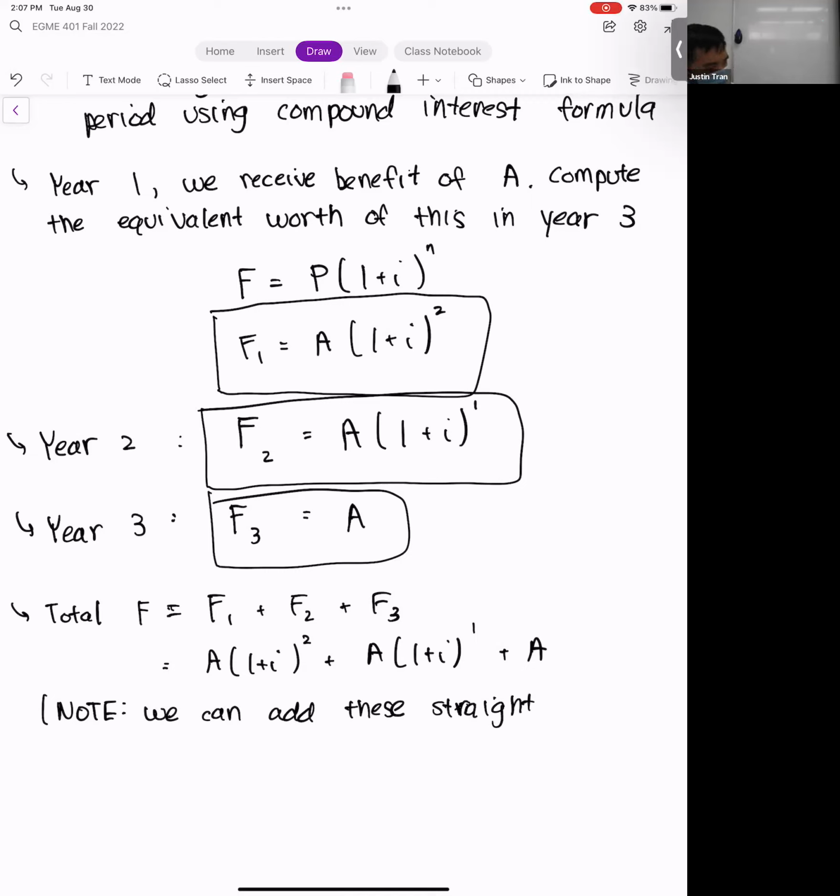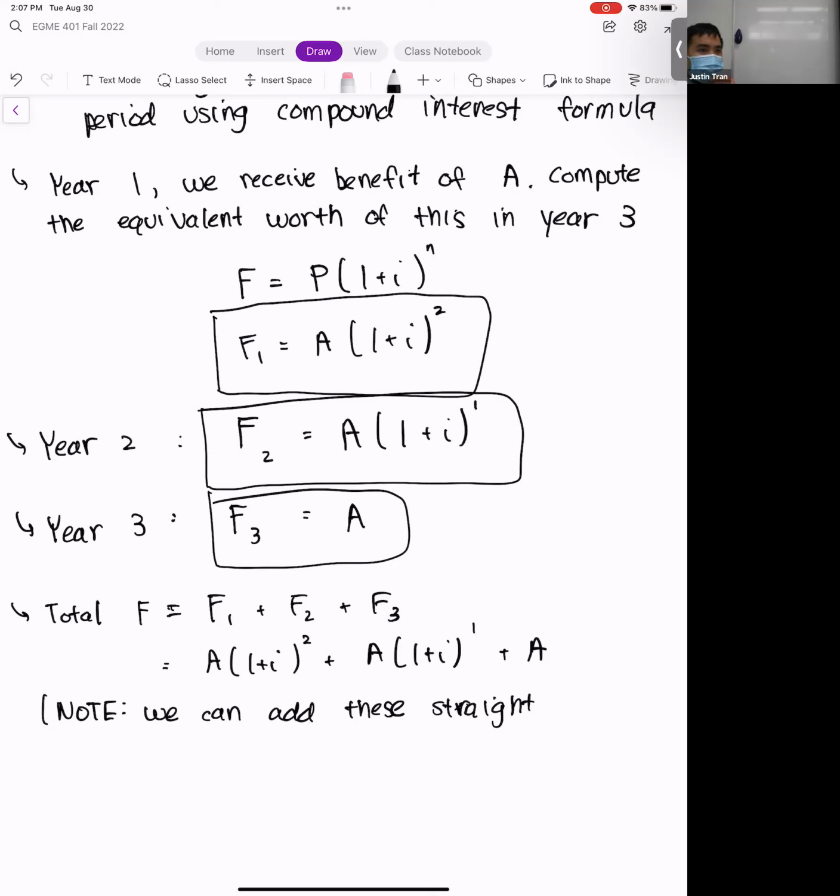This isn't directly related to this example, although if you remember from last time, I told you that you can't just add up monies together. But in this case, we can just add them up straight up because they're all occurring at the same time period. We've already converted all these cash flows to occur at year 3. Since they're all occurring now at year 3, we can just add them up.